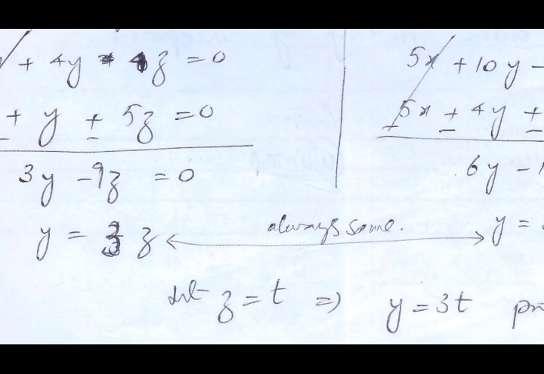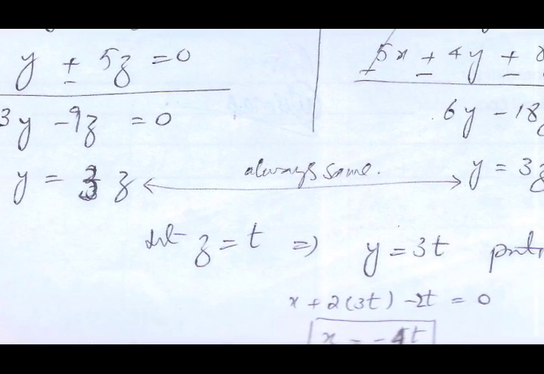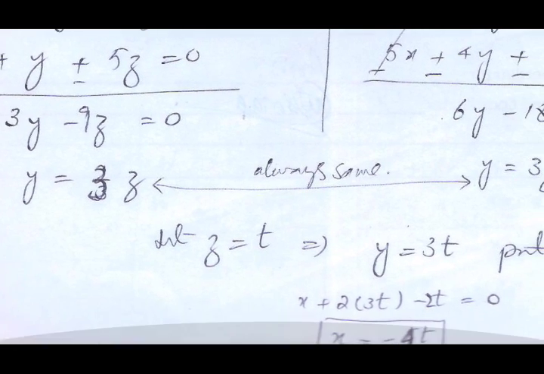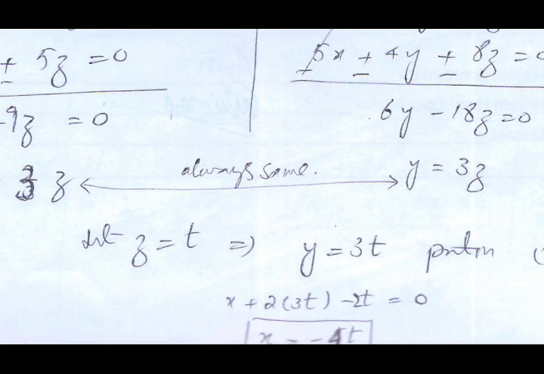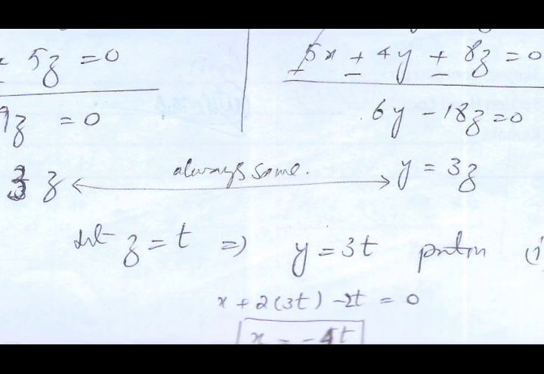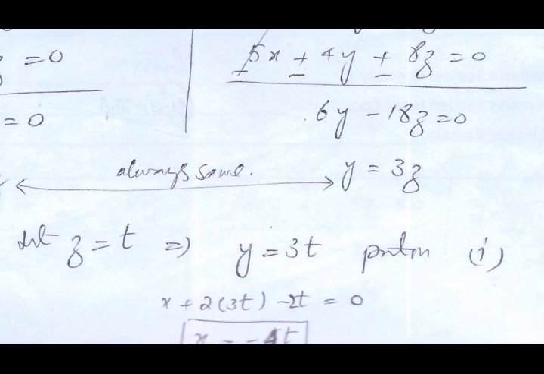Now to overcome this problem we let z equal to t, a new variable. When we put z equal to t, y is equal to 3t. We put z and y in equation 1 and we get the value of x.